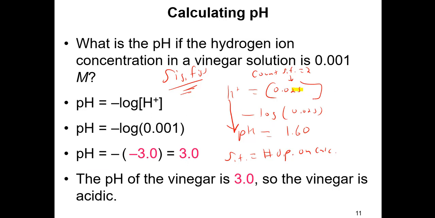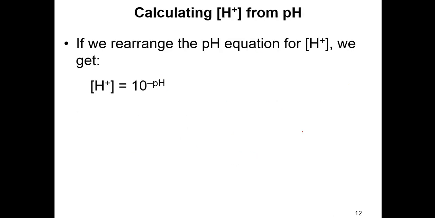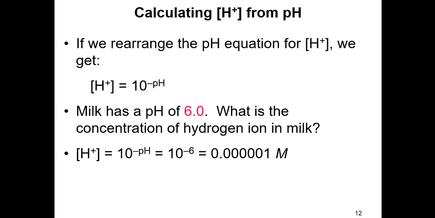So, in this case, I counted the 2 sig figs. So it's going to be 1, 2. And then that's going to be equal to the number of decimal places. So in this case, on my calculator, I rounded it to 2 decimal places, 1.60. So that's how you account for proper sig figs, going from hydronium to pH. Now we're going to do the opposite. We're going to go ahead and give you the pH, and you're going to be asked to find the hydrogen concentration, aka a hydronium concentration.